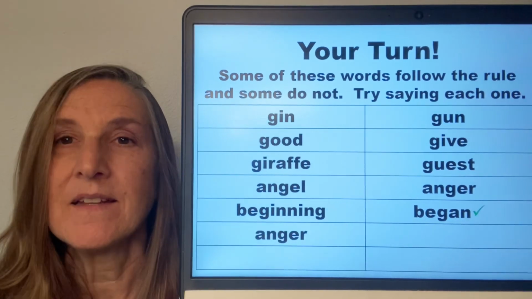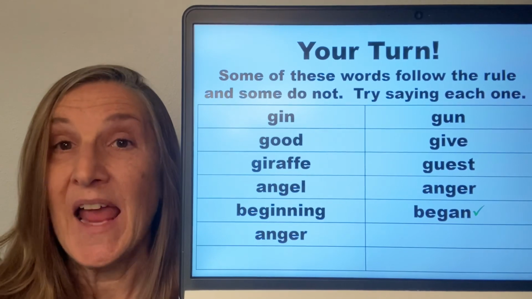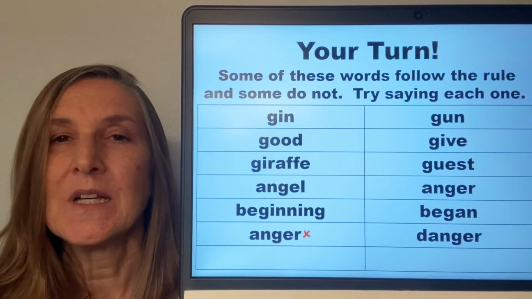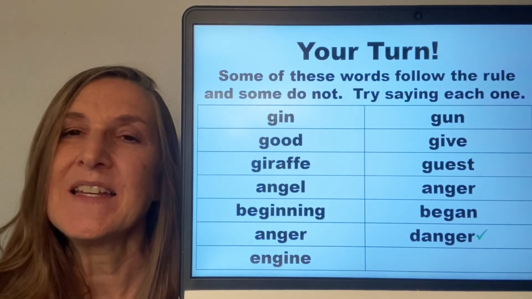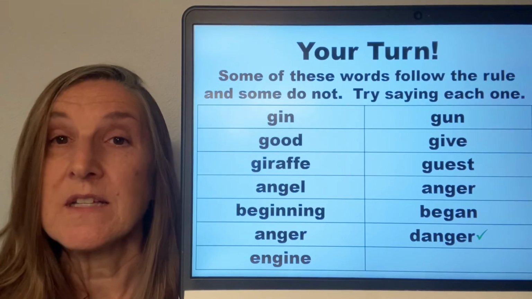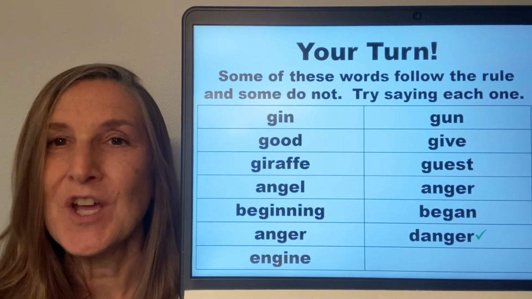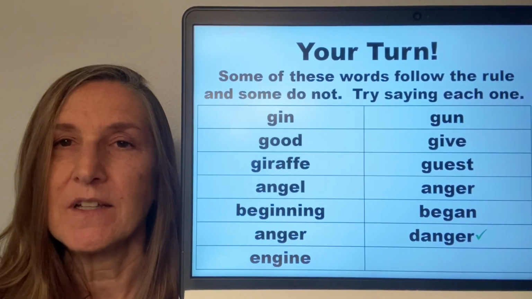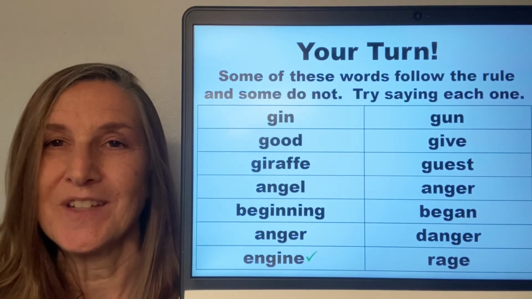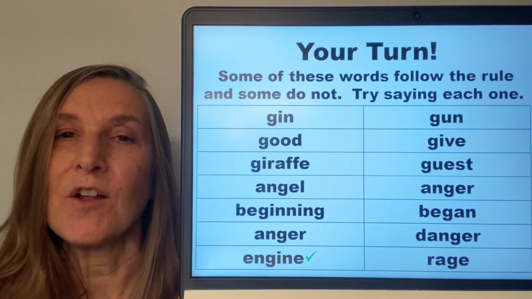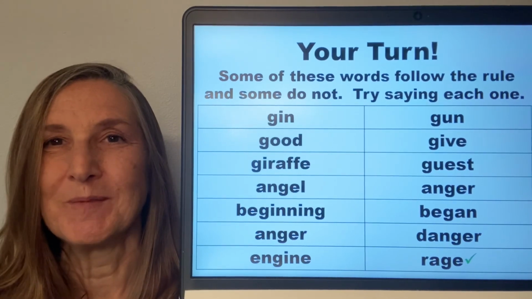Okay, what about that next word? It's began, and it follows the rule. We already saw that anger does not follow the rule. And this next word was danger, and it does follow the rule. So anger is the same as danger except for that beginning D, but the pronunciation changes from a hard G to a soft G. What about this word? That's the word engine, and it follows the rule. And our last word is rage, and it follows the rule.